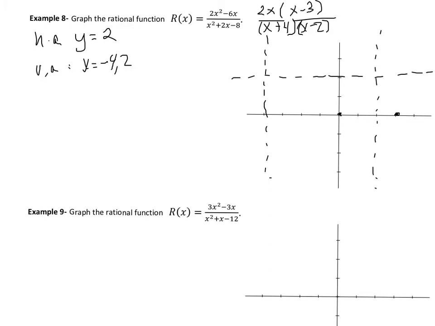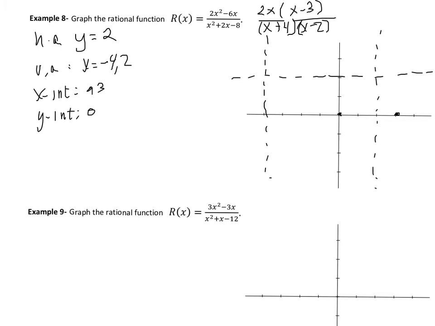Which means, guess where my y-intercept is? At 0, right? If the x-intercept's at 0, the y-intercept has to be at 0. Am I going to have more than one y-intercept? No, because it's a function, right? It can only have one y-intercept. So we're done with that. Our x-intercepts are at 0 and 3, and this means our y-intercept is also at 0.